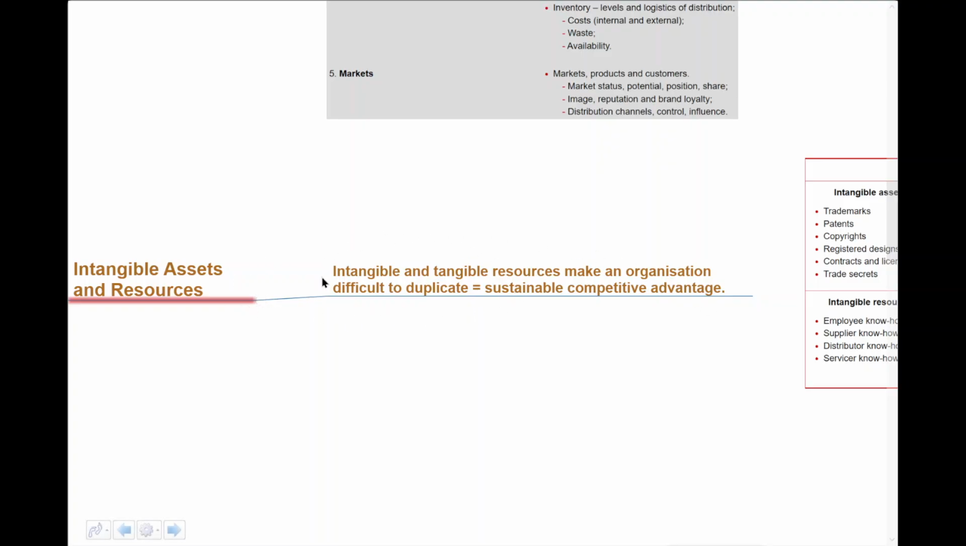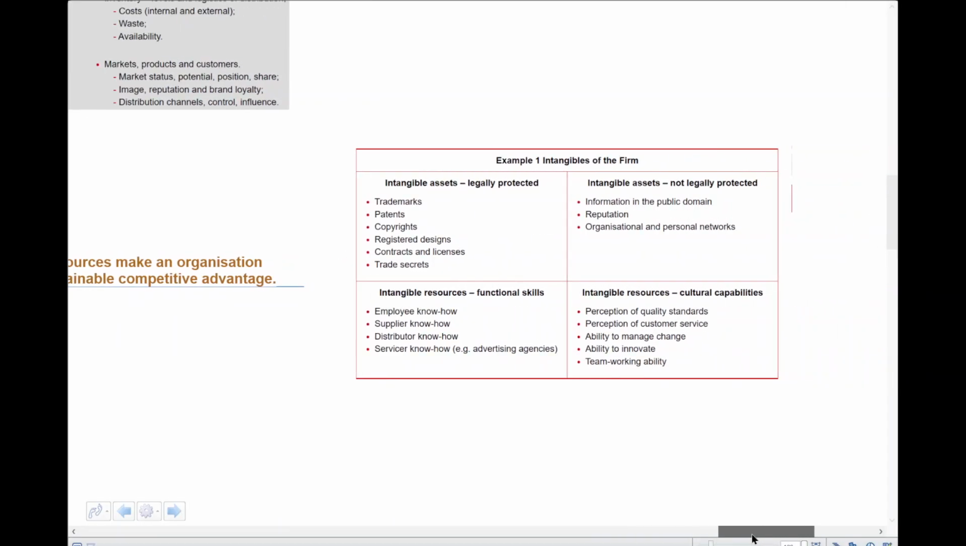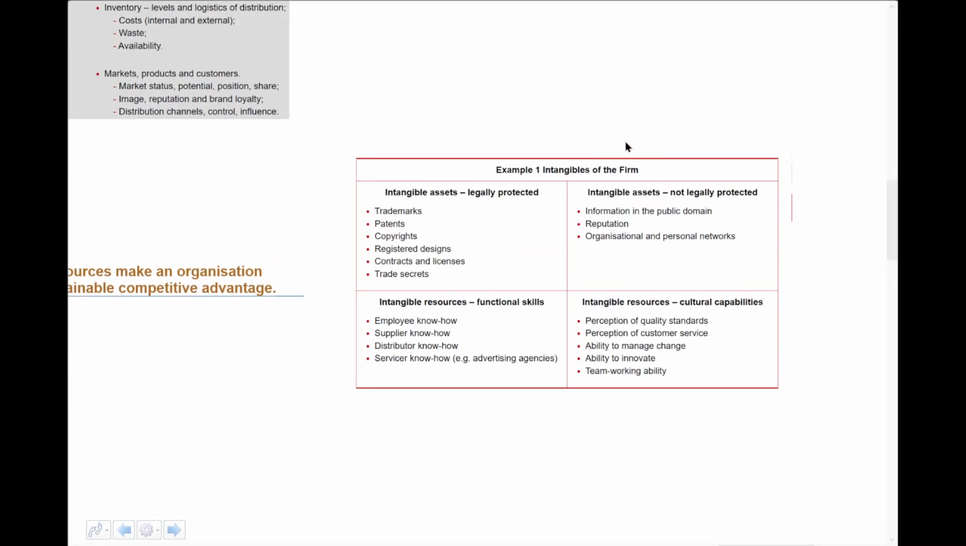We need, I guess, unique resources. Let's take a look at the type of resources, and type of intangible resources, that we would be talking about. So this is just an example, and again, we don't need to be rote learning this sort of information. Let's just have a feel for this area. So when we think of legally protected intangible assets, we're talking about these sorts of things: secrets, licenses, designs, copyrights, etc.